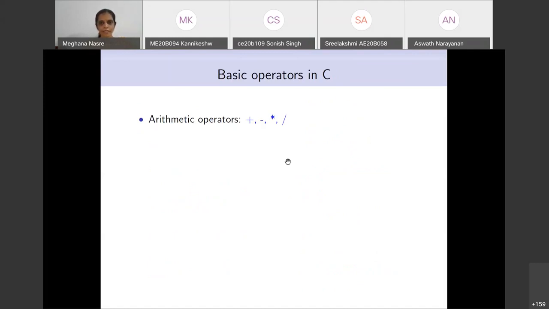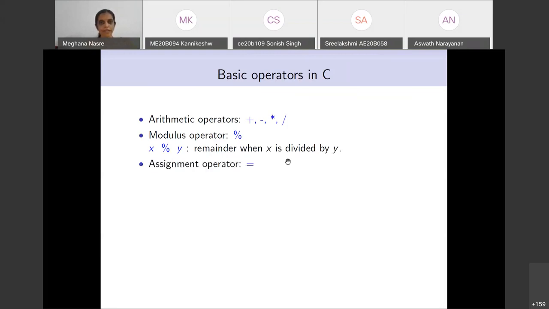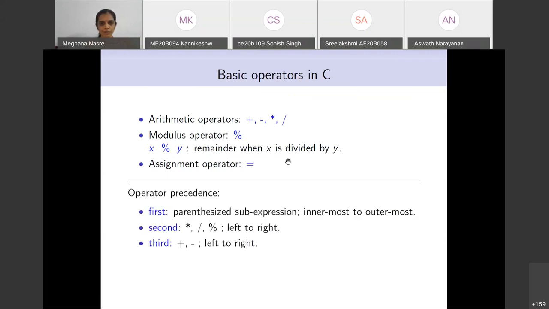The basic operators are something that you must have already used, but again, to make the story complete, arithmetic operators are plus, minus, star, and division. There's also this useful operator, the mod operator, which gives the remainder when x is divided by y if you write x mod y. This is very intuitive. The assignment operator, we use it without even thinking about it. We have already used it.